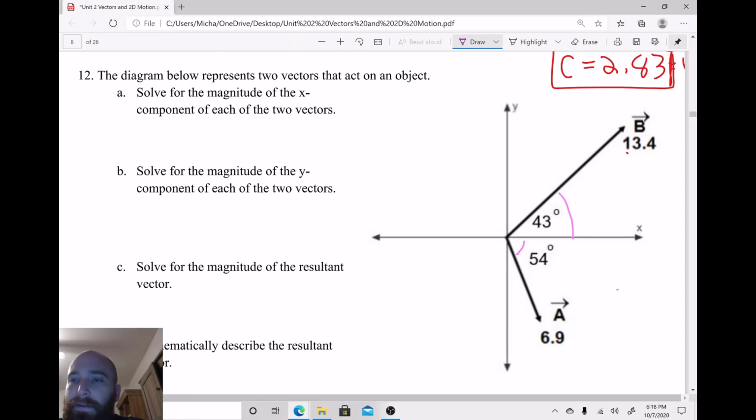So if we tip to tail them, I'm going to redraw A at the end of B. I tried to keep the same length. I didn't do a good job of it, but that's okay. And then we draw a resultant. It would look something like this. Clearly, that's not very scientific. So what we're going to do is calculate the value of that resultant.